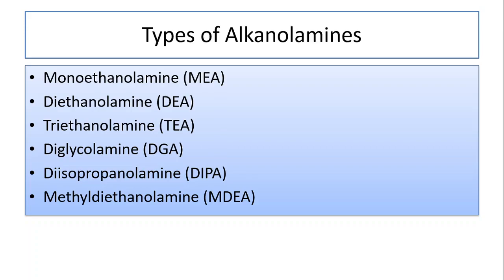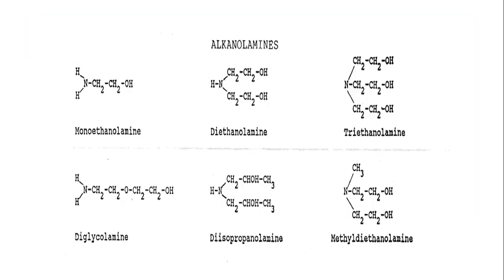There are a few types of solvents available in the field of alkanolamines. For example, one is monoethanolamine, second is diethanolamine, triethanolamine, diglycolamine, diisopropanolamine, and methyldiethanolamine. These are a few very common types of alkanolamines used in this sweetening process. So these are the diagrams.